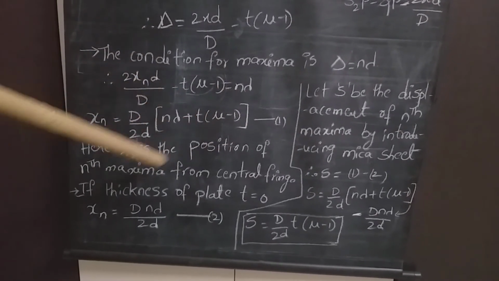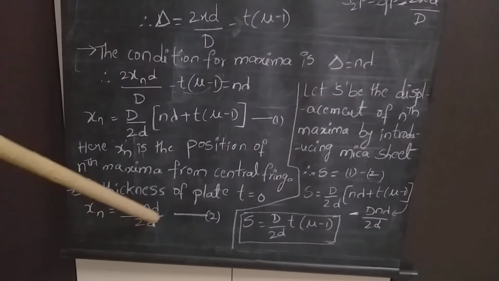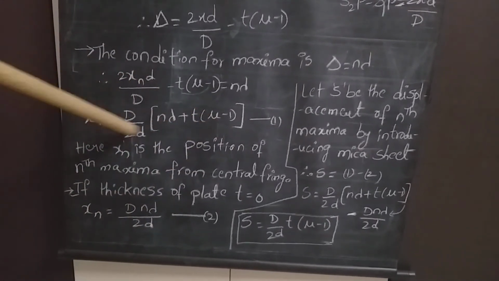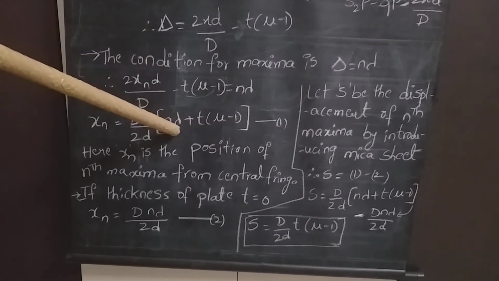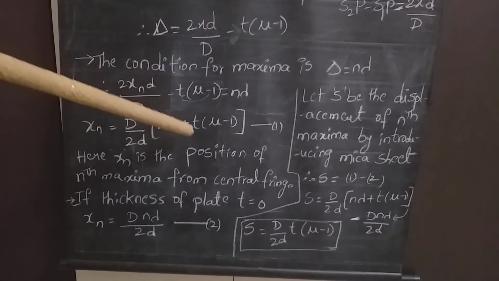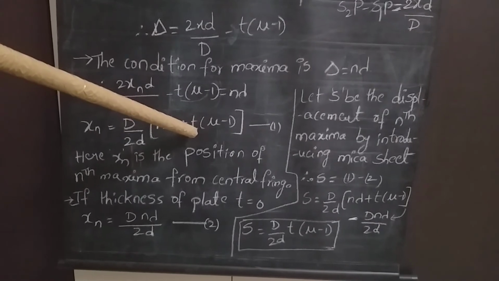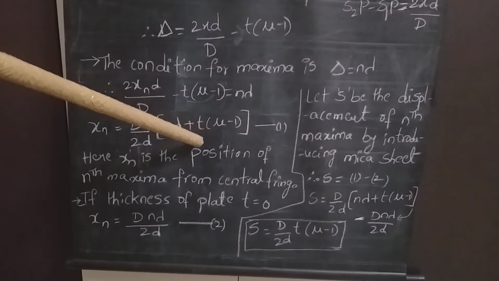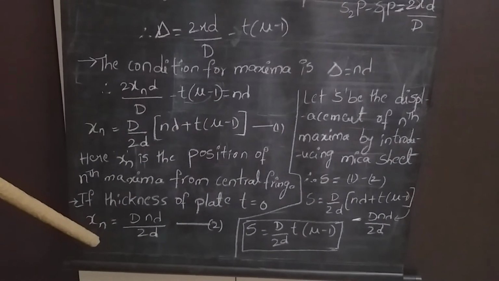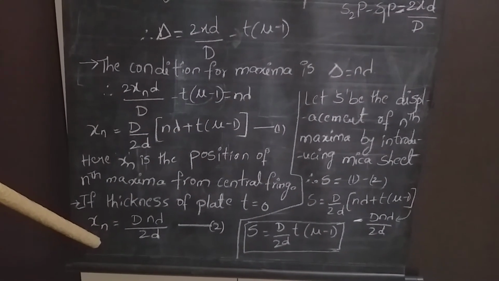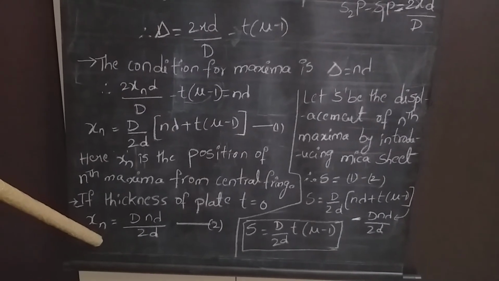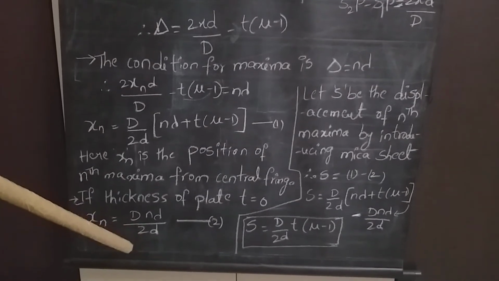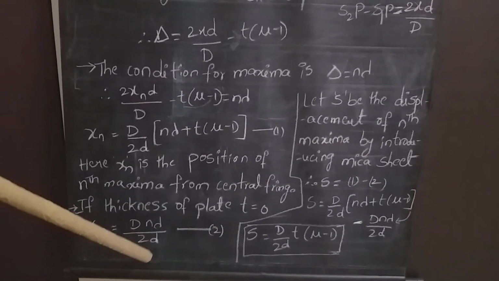If t equals 0, that equation for xn is modified like this. Therefore, this is the distance between the central maxima and the nth order maxima if we are keeping a mica sheet of thickness t in the path of ray 1. This is the normal distance between the central maxima and the nth maxima if there is no mica sheet in the ray 1 path as well as the ray 2 path.